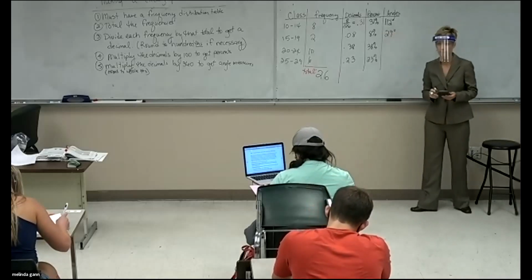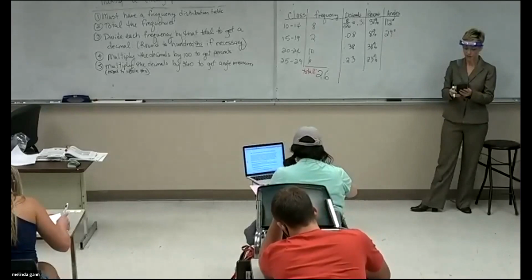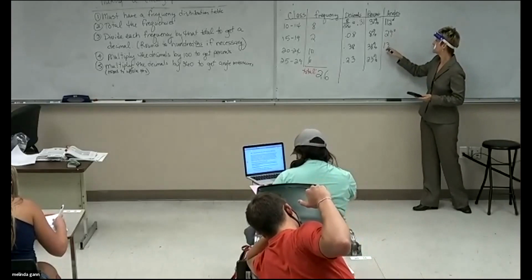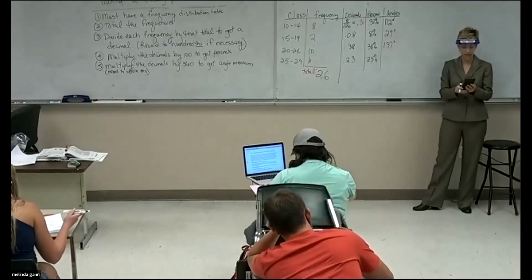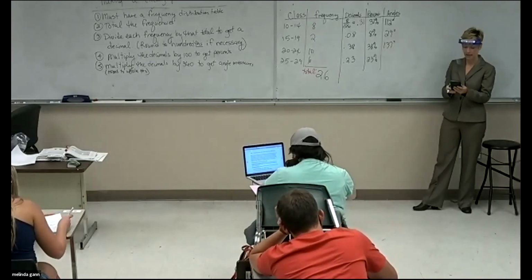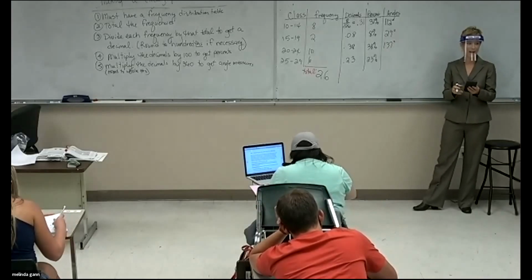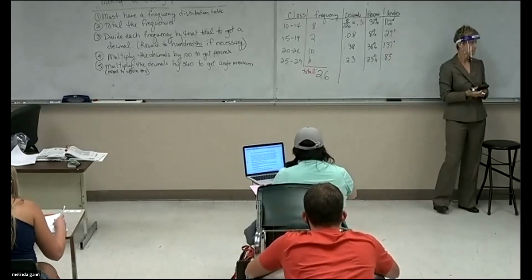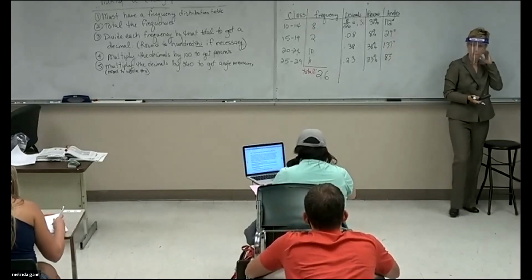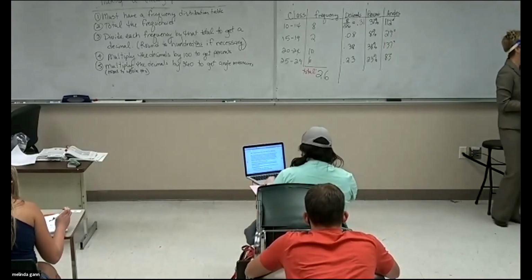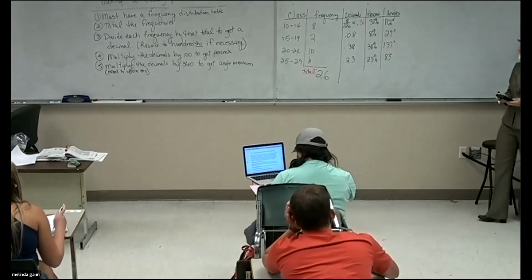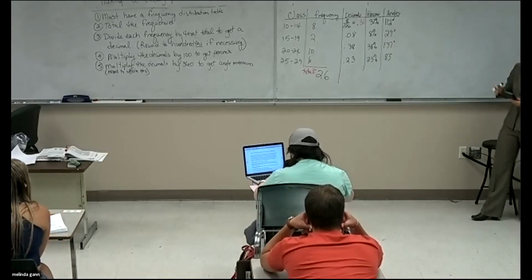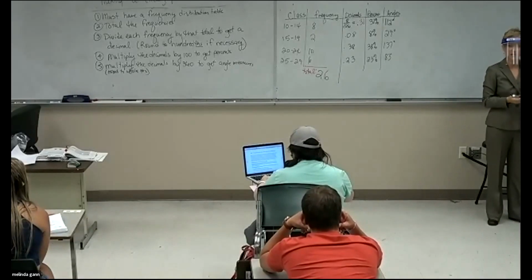Everybody okay? So 0.38 times 360. Now about 137. And 0.23 times 360. You get about 82 or 83. Okay. So see if everybody got 112 degrees, 29 degrees, 137 degrees, and 83 degrees. Anybody got a question about where that came from?